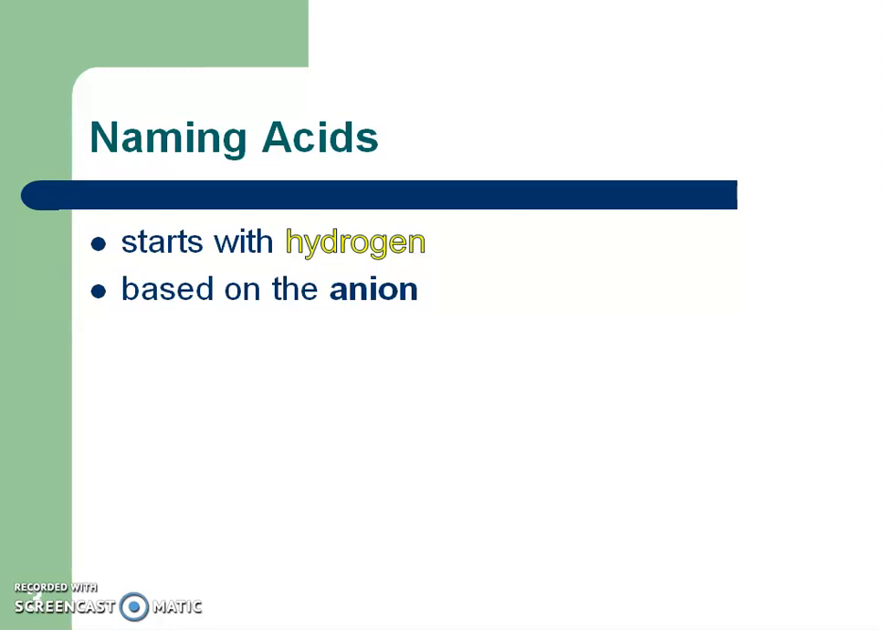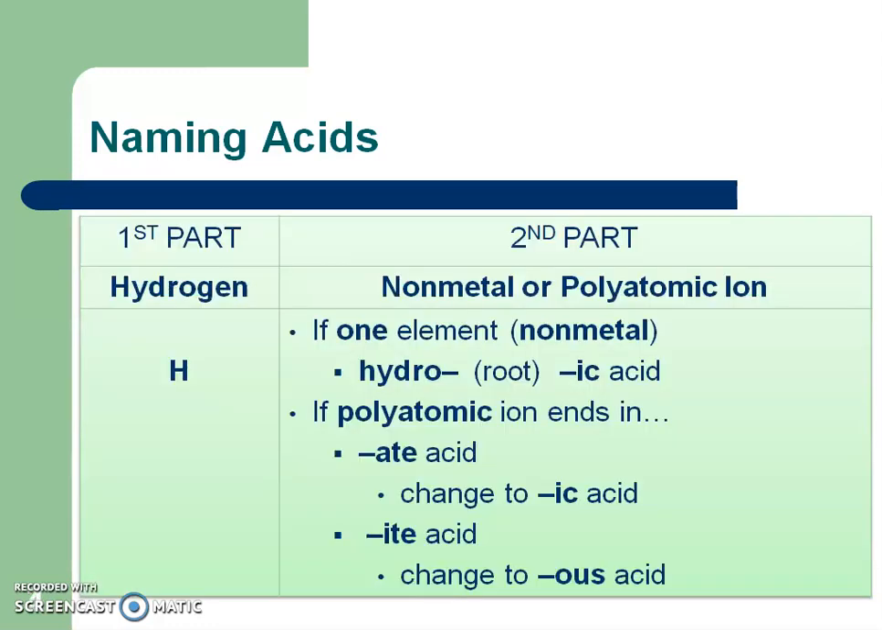So when we are naming acids, we want to remember that it's going to start with hydrogen. All acids are going to start with hydrogen. So we're really going to base the name of those acids on the anion that's part of the acid. So for writing and for naming, we're always looking at the second part of the acid, the anion, the negative component of the acid. So again, pause, read as you write, and then play to hear my words.